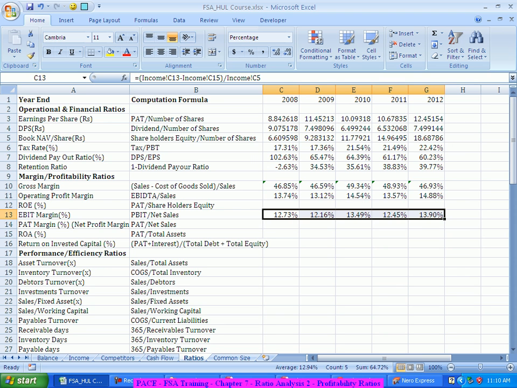Right? Which means that for every 1 rupee of sale the company has done, these three parties are taking 13.9 paisa. Whether it is the debt investors in the form of interest, the government in the form of taxes, or the equity investors in the form of dividend, or rather the remaining profit. So 13.9% is going to the different types of investors in the company.